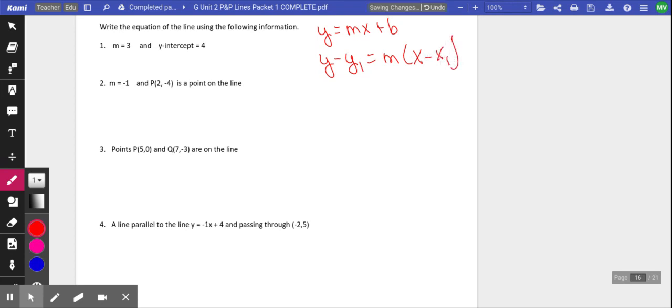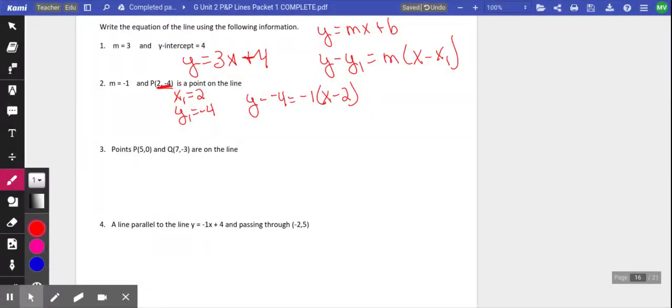So in number 1, I'm given my slope and my y-intercept. So I'm just going to put 3 in for m and 4 in for b. So that gives me y equals 3x plus 4. Number 2, I'm given my slope and any point. So this is 2, -4. So it's important to remember that that means x1 equals 2 and y1 equals -4. So I'm going to put those into the second one. So it's going to be y minus -4 equals my slope, which is -1, times x minus 2 in parentheses.